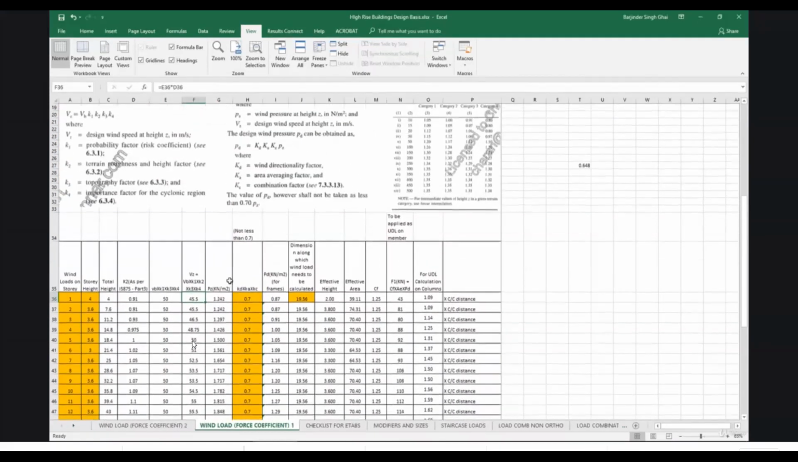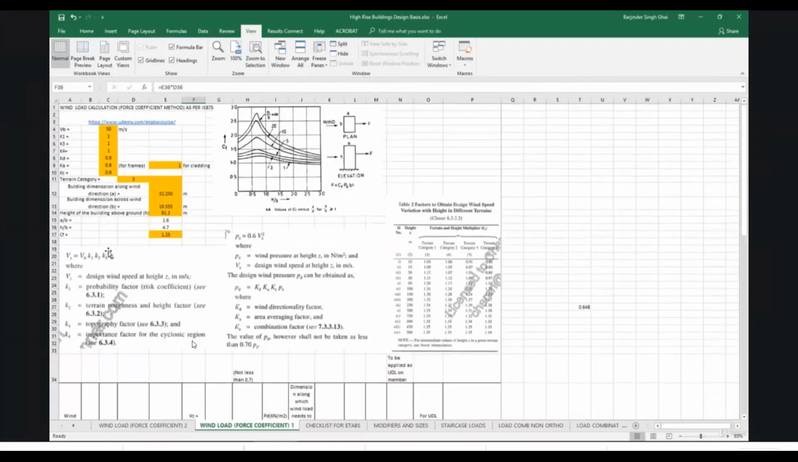After that, Kd, Ka and Kc factors come into play. Now what exactly are Kd, Ka and Kc? Kd is the directionality factor, that is 0.9 for our building. Ka is the averaging factor, that is dependent on the contribution area of that particular structural element. So it is 1 for cladding. For example, if we want to calculate wind loading for the facade, then Ka's value is 1, and if we want to calculate the Ka value for RCC frames, then it shall be 0.8, and the Kc value is 0.9 for our case.